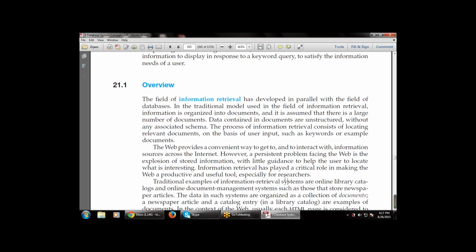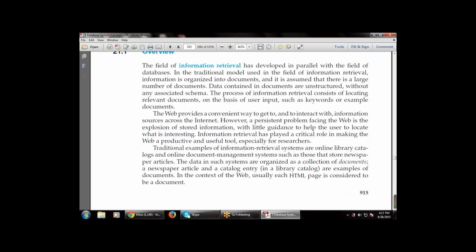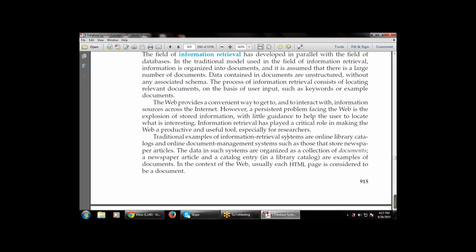The data in such systems are organized as a collection of documents. A newspaper article and a catalog entry are examples of documents. In the context of the web, usually each HTML page is considered to be a document. That is, every page available on the website is considered an HTML document.